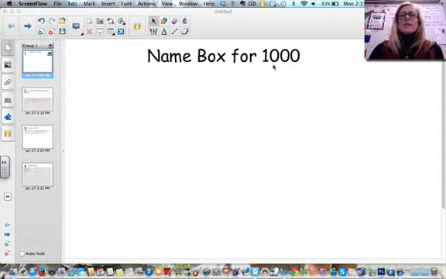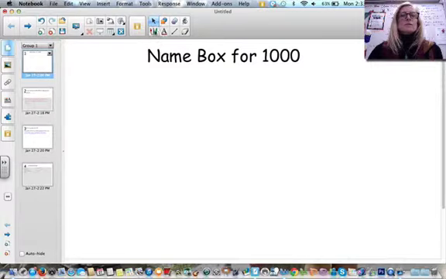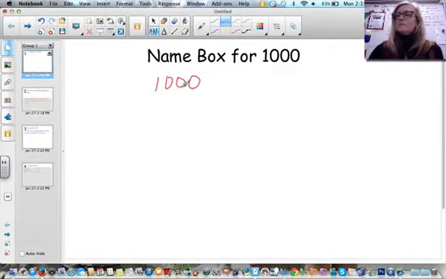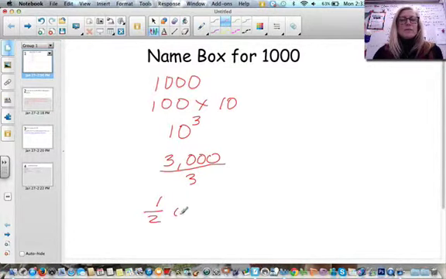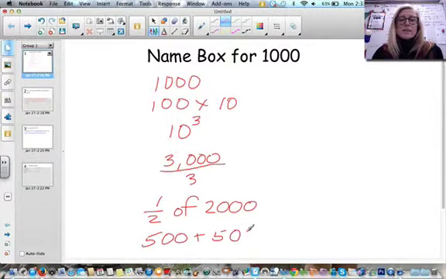What I have right here is standard notation. That's just the standard notation for 1,000. And we can come up with all kinds of different ways to name it. I can say 1,000 times 10. I can say 10 to the third power. 10 to the third power is exponential notation. I can say 3,000 divided by 3. I can say 1/2 of 2,000. How about 500 plus 500? So these are all different ways that we could name the number 1,000.